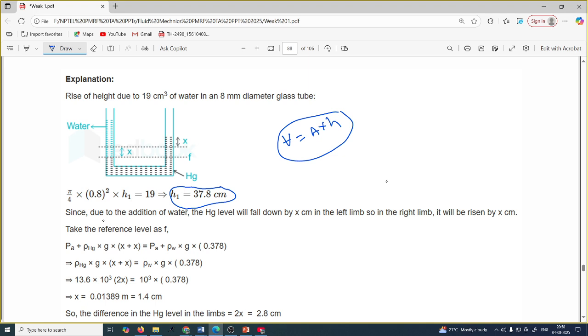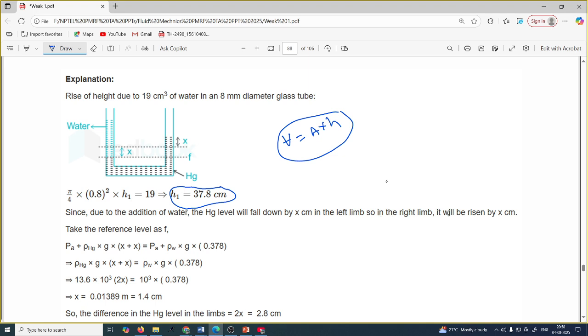Okay. Since due to the addition of water, the Hg level will fall down by x centimeter in the left limb. Definitely, once you put the water, the height of this mercury in the limb will fall down.